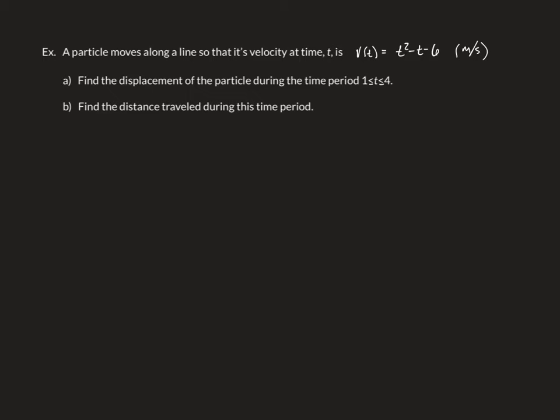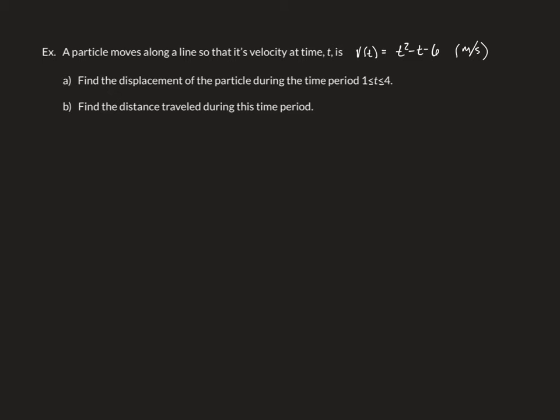So we have a particle moving along a line so that its velocity at time t is given by this function. And yes, this is a parabola, but remember this is not a position function, this is a velocity function. So every point on this parabola gives the velocity of the particle at a specific time t. So first we're asked to find the displacement of the particle during the time period from 1 to 4. So t is equal to 1 or equal to 4 in between those values.